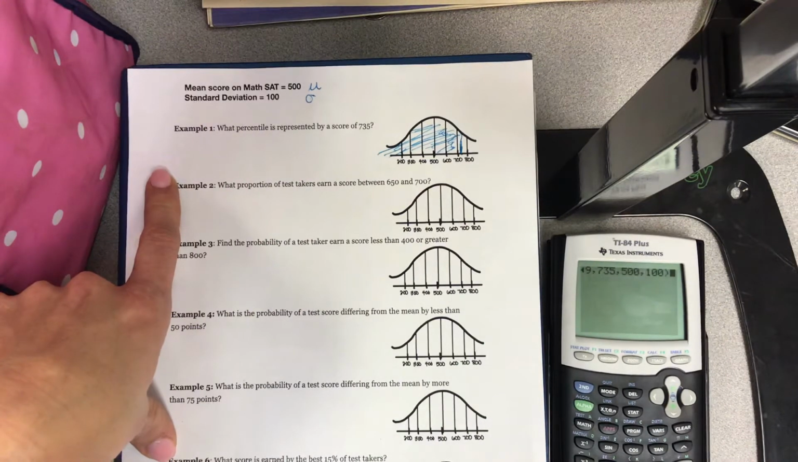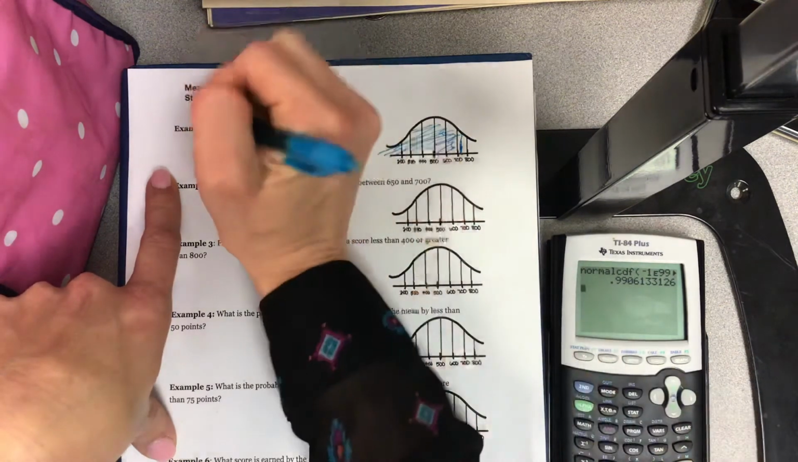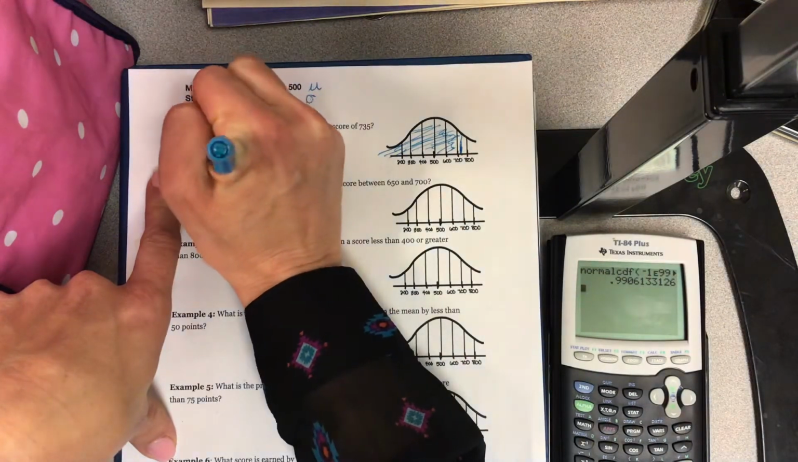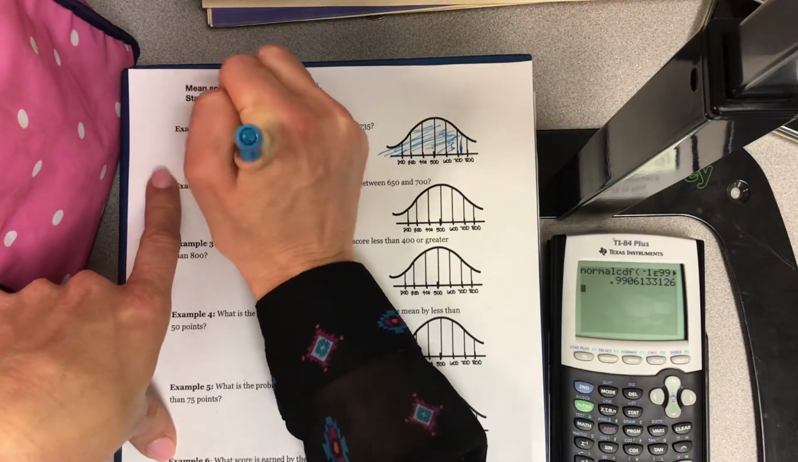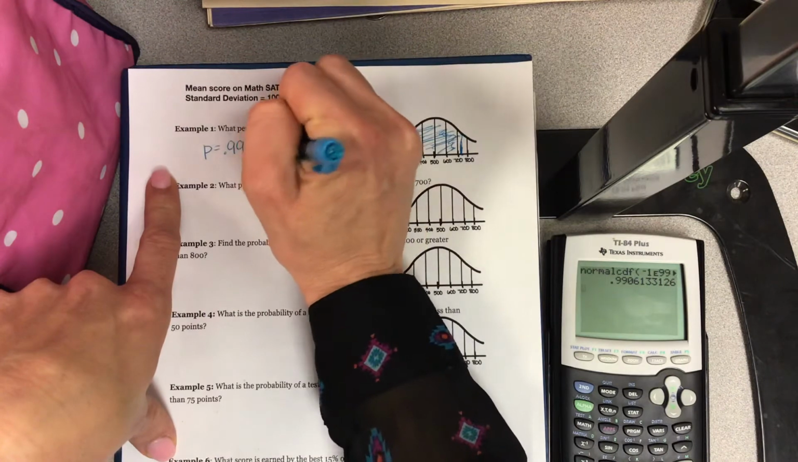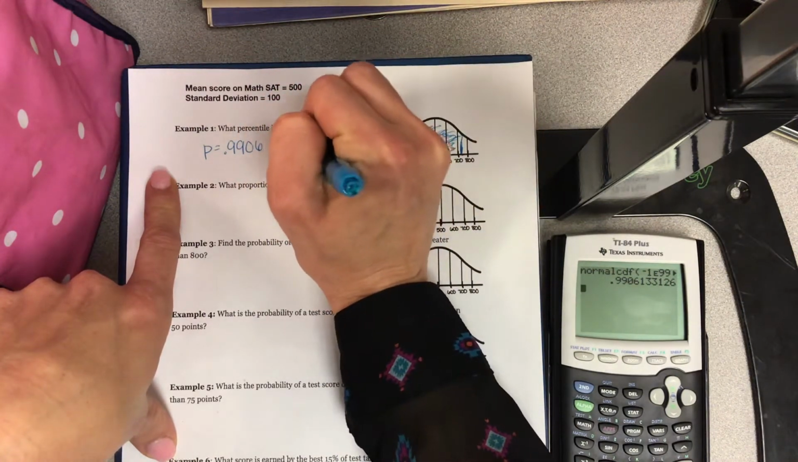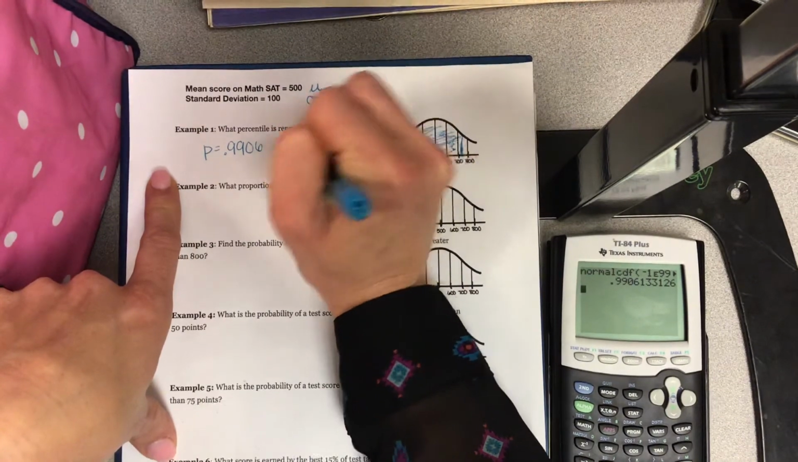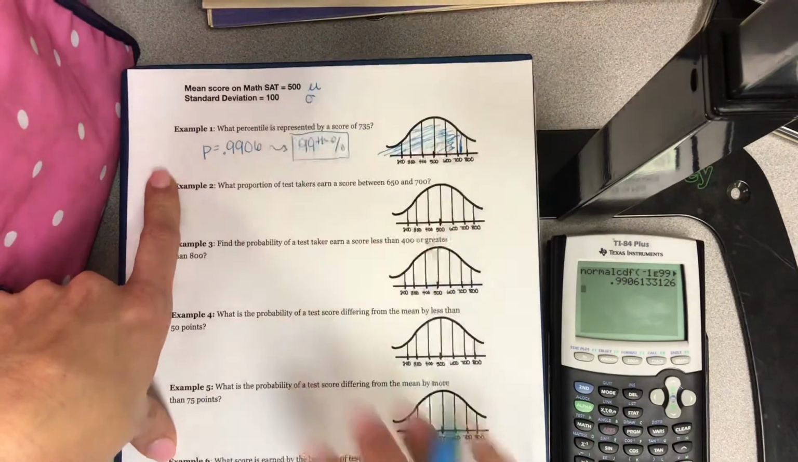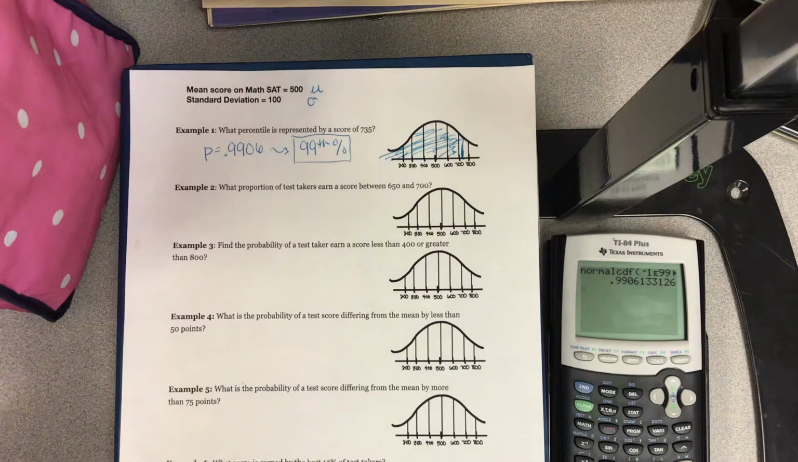Hit enter, it puts all your information in a little list for you, and there it is, it calculates your p-value. So p is 0.9906, which means that it's the 99th percentile. 735 is in the 99th percentile, which means that 99% of scores were less than 735.